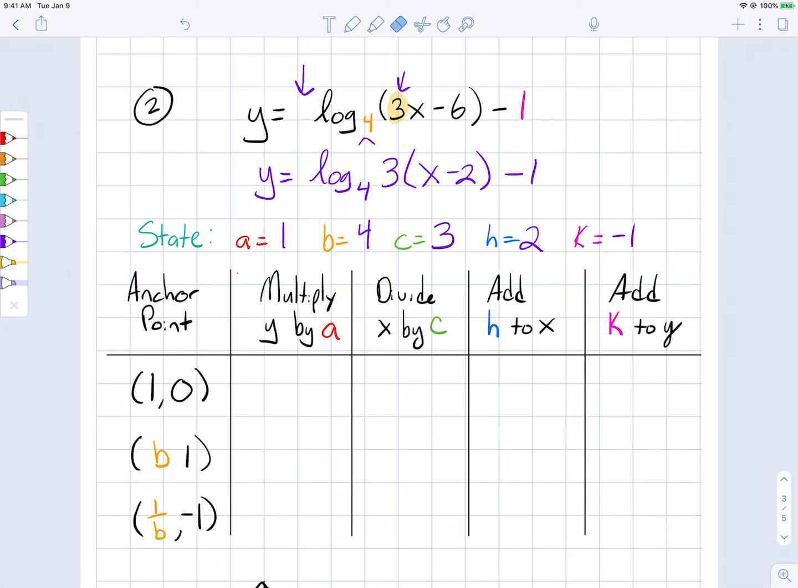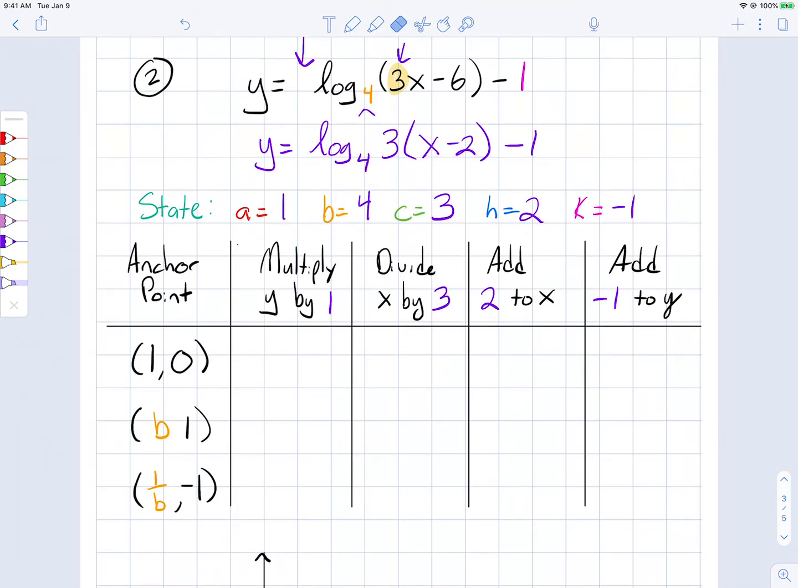So if I fill in my table, A is a 1, C is a 3, H is 2, and K is negative 1. So really you're subtracting 1, not adding, but adding a negative is the same thing. My B term is a 4, my base, and 1 over 4 is 1/4. So now I can start doing all the math to figure out my new answers. Multiplying by 1 doesn't do anything. I'm not going to take the time to fill that in.